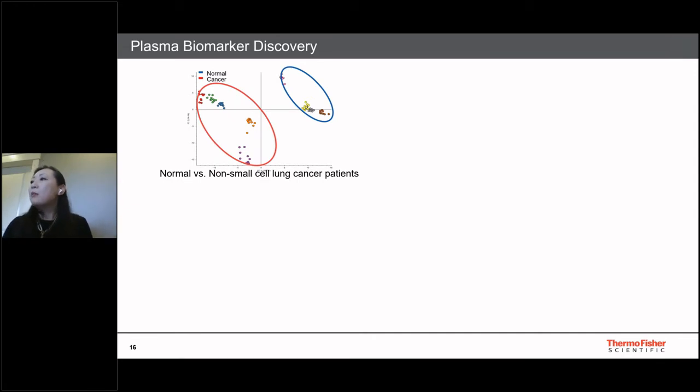Finally, I want to leave you with some ideas from studies that we and others have done to better understand the biodiversity of human plasma in different biological contexts using the Orbitrap technology. This is our study of using the uHTPPP workflow to classify normal versus non-small cell lung cancer patients using 1 microliter of human plasma sample.